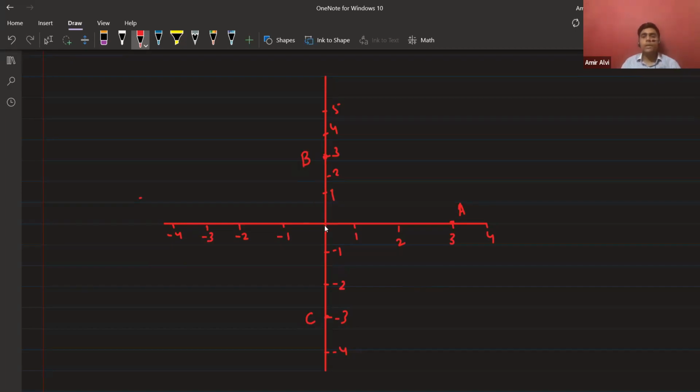Now, Simran, tell me what is the distance of point B from the origin? Point B is this. 3 units. What is the distance of point A from the origin? 3 units. What is the distance of point C? 3 units, basically. Negative is nothing but below the axis. The magnitude of distance would be the same. Yes or no? Very good.